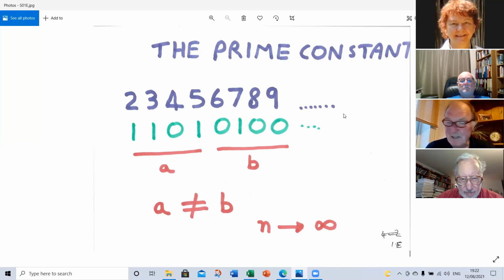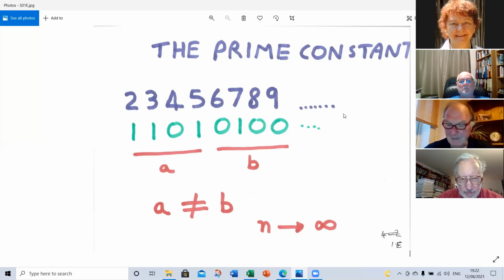And this is indeed the case for all n to infinity for a very simple reason. Does anyone want to chip in with the reason? Well, it's because 2 is the only even prime. So as we expand that out, we never get a repeat of an even prime. So A and B can never be equal.